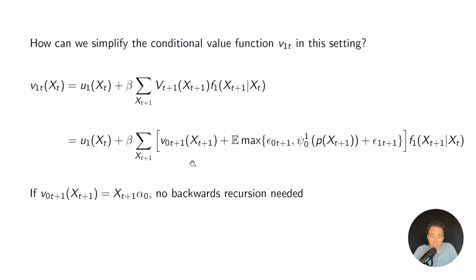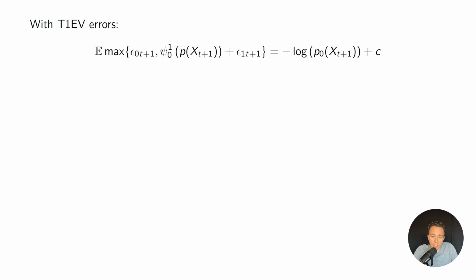And so the trick that we can implement is that if choice 0 is a terminal choice, then it's not going to have a future value component, because once I choose option 0, I'm done making choices. So I can just have this v0t plus 1 be a function of xt plus 1 times alpha 0, and then I don't need to do backwards recursion. The only thing left is this Emax term over these epsilons that I need to worry about. If we have type 1 extreme value errors, it can be shown that this Emax formula is just minus log p0 plus Euler's constant, where p0 is evaluated at the xt plus 1 states.